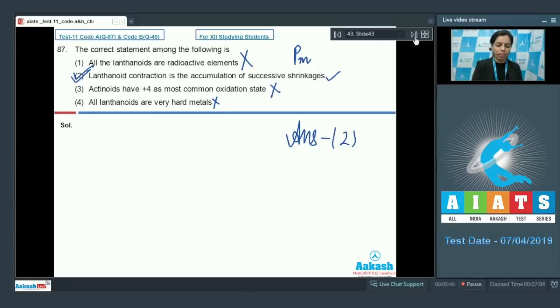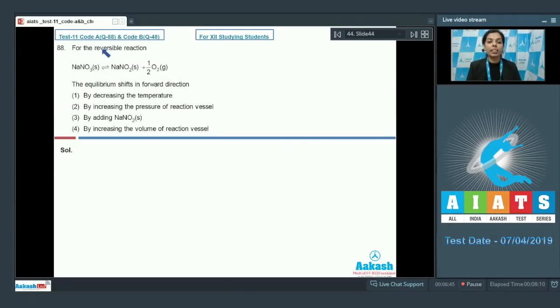Let's take question number 88. For the reversible reaction, NaNO3 in solid state is changing into NaNO2 in the solid state, and half O2 is released. This is a decomposition reaction, and we know that for a decomposition reaction we have to provide energy. It means this is an endothermic reaction. Very first thing, equilibrium is there. Now let's see. Further it is said the equilibrium shifts in forward direction. It means you want to make more amount of product, you want to shift this equilibrium in forward direction.